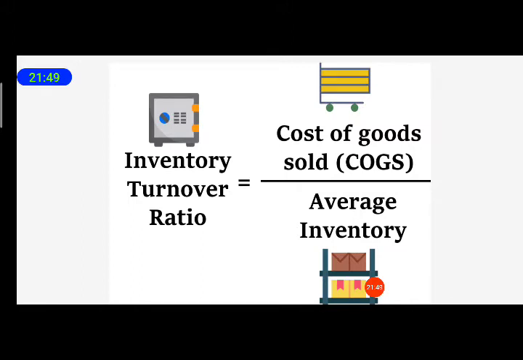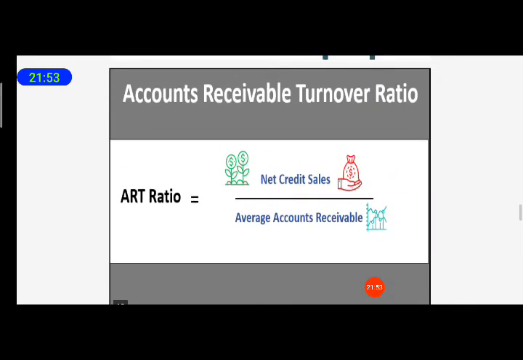Then the next ratio, debtors turnover ratio, is also known as the accounts receivable turnover ratio. This is called the ART ratio. And this ratio establishes a relationship between the credit sales and average trade debtors.